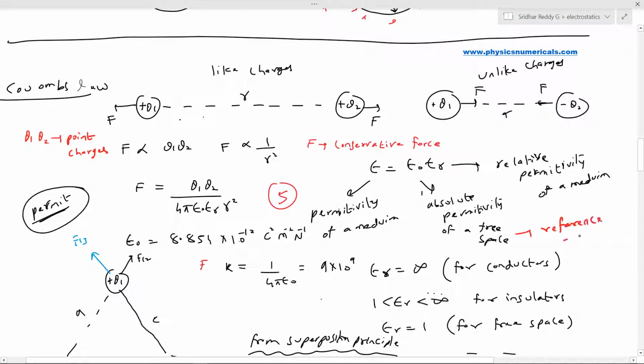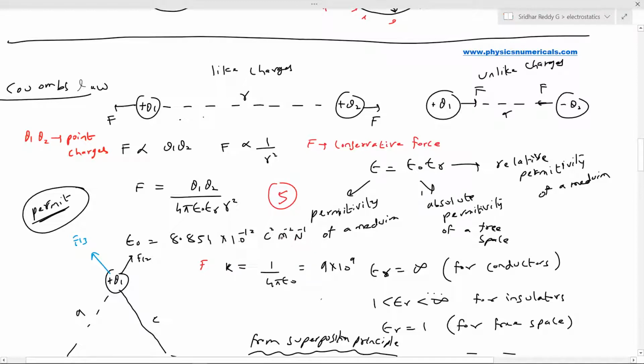I think we are going to discuss this more exclusively in the capacitor chapter, for timing just have an idea. The value of relative permittivity for free space will be 1, since when I compare free space with respect to itself it should equal 1. So this 1 by 4 pi epsilon naught has the value 9 into 10 to the power of 9. In numericals, this value is going to help us a lot. The value of epsilon naught is 8.854 into 10 to the power of minus 12 coulomb square per meter square per Newton.